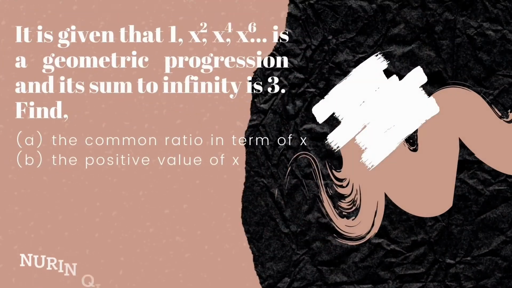Okay, it is given that 1, x power 2, x power 4, x power 6 is a geometric progression and its sum to infinity is 3. Find the common ratio in terms of x and the positive value of x.